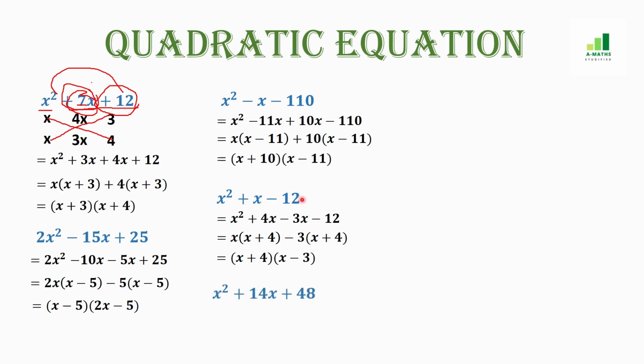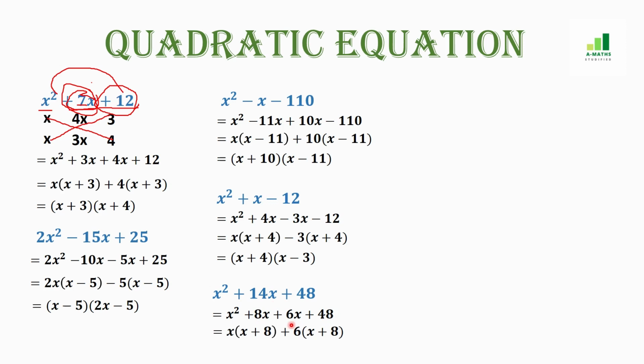Now our next equation is x square plus 14x plus 48. C has a plus sign. This will break into the same sign. So I can write this equation as x square plus 8x plus 6x plus 48. x square is the same, 48 will remain the same, but this 14x will turn into 8x plus 6x.